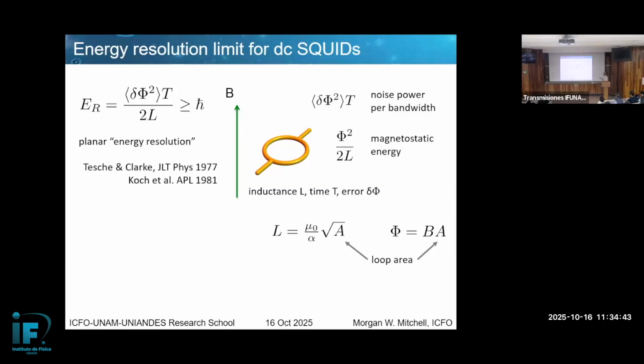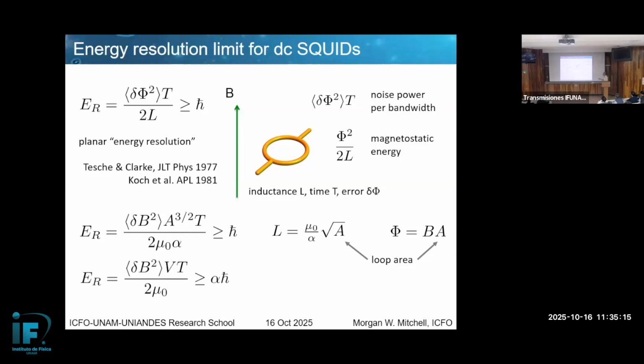And the flux, of course, is the magnetic field times the loop area. And so we can put those into this, and we get that the energy resolution is the uncertainty on the magnetic field measurement times a to the 3 power times the time that it took to make the measurement divided by 2 times mu naught. And then there is this fudge factor here. And so that has to be at least h bar. Okay, so then we now have something in terms of the magnetic field.